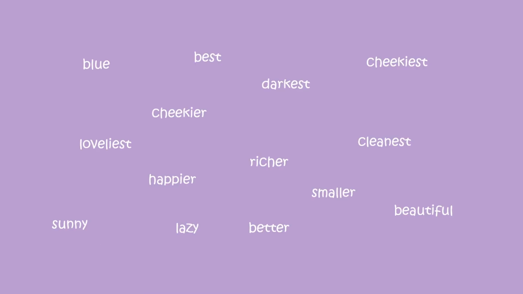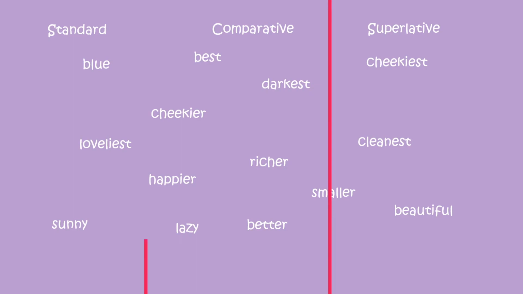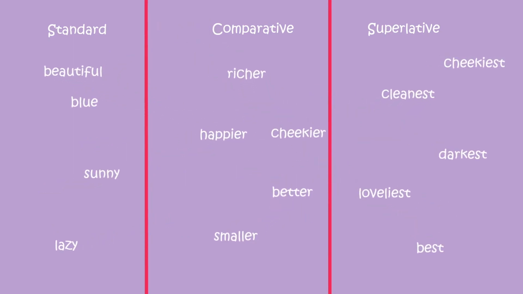Activity time. Here is a slide full of adjectives. Your job is to pause the video and sort the adjectives into normal adjectives, comparative adjectives, and superlative adjectives. Good luck! Off you go. And here are the answers. Hopefully, looking out for ER endings for comparative adjectives and est endings for superlative adjectives helped you with this task. Great stuff, everyone.